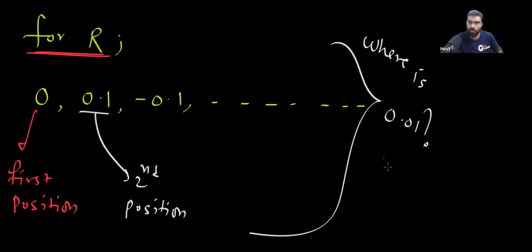Where is 0.001? Where is that? Okay, so this is what I'm saying, that you have to make sure every element appears.